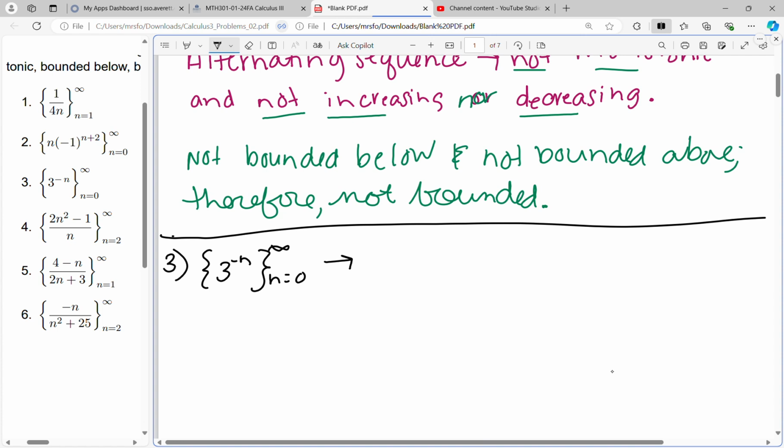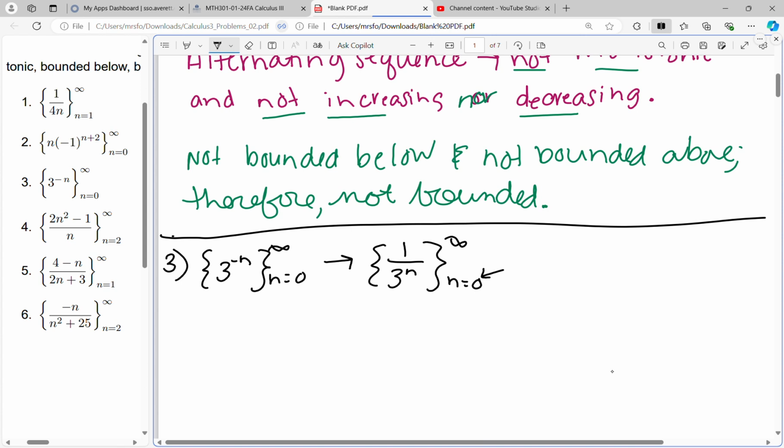A negative exponent is the same as having 1 over 3^n. So now if I look at this, this is very similar to what we had in number 1. The difference is that my index here starts at 0 and goes to infinity. So I can look at this the same way.